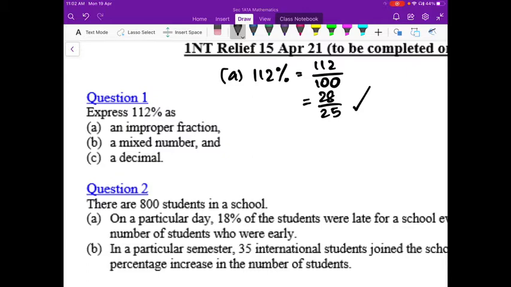Converting a percentage to improper fraction. All you need to do is just copy down the number 112. Change the percentage symbol to over 100. That's all.